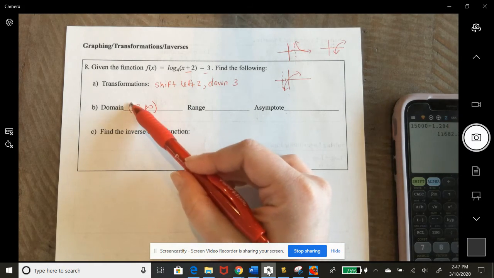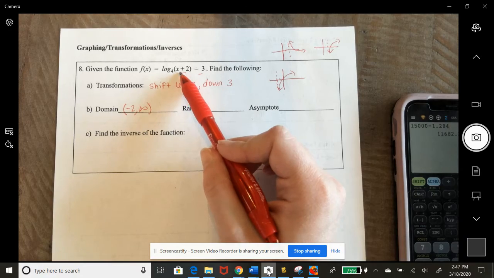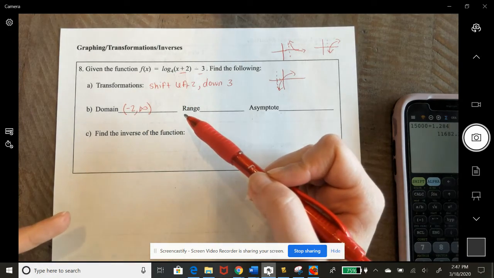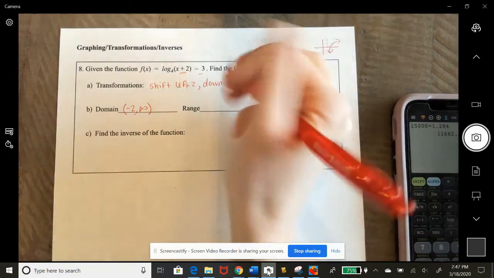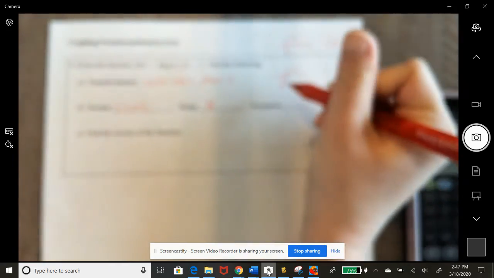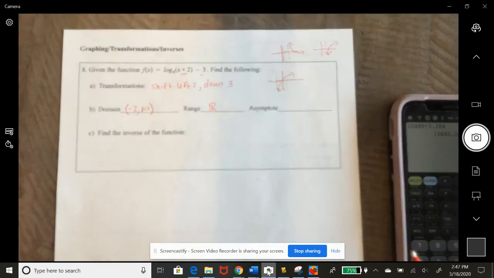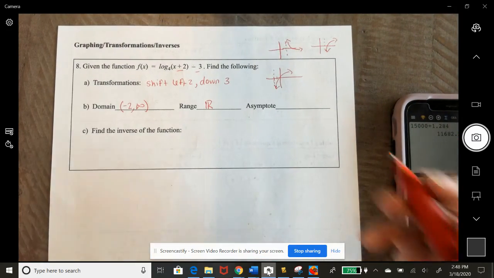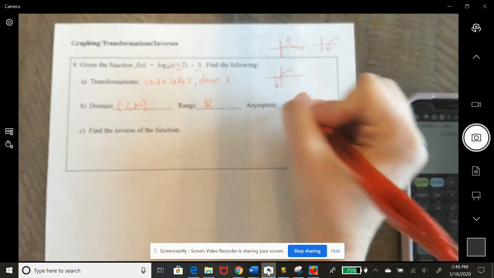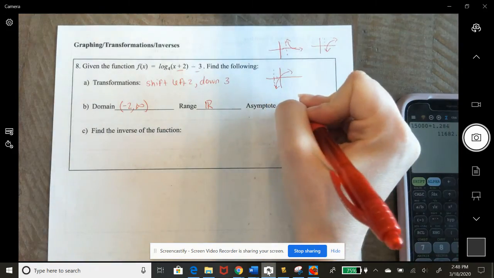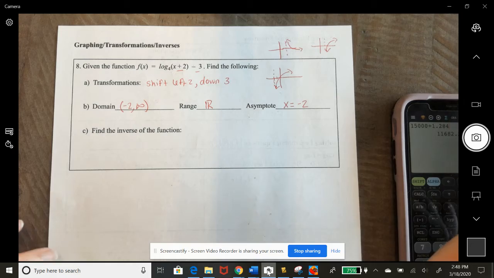You need to use a parenthesis because you can't make it equal exactly 0, it's got to be greater than 0. Our range for these are always going to be all real numbers because they'll go up and down forever. And then your asymptote comes from your h, and it's x equals. So this would be x equals -2 for our asymptote.